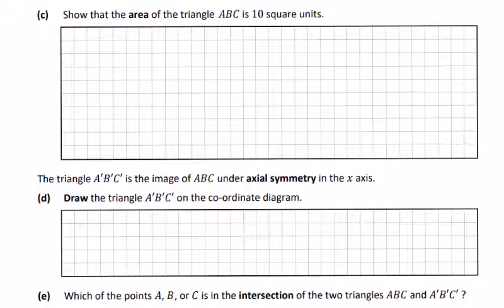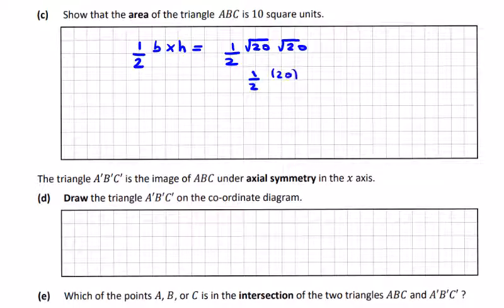We're asked to show that the area of the triangle ABC is 10 square units. That's why we got the right angle at the beginning, because we read the whole question. Half the base by the height, in a right angle triangle, will give me the area. So we have half, we got root 20 for both the base and the height. Half root 20 by half root 20 is half of 20, which is 10 square units.